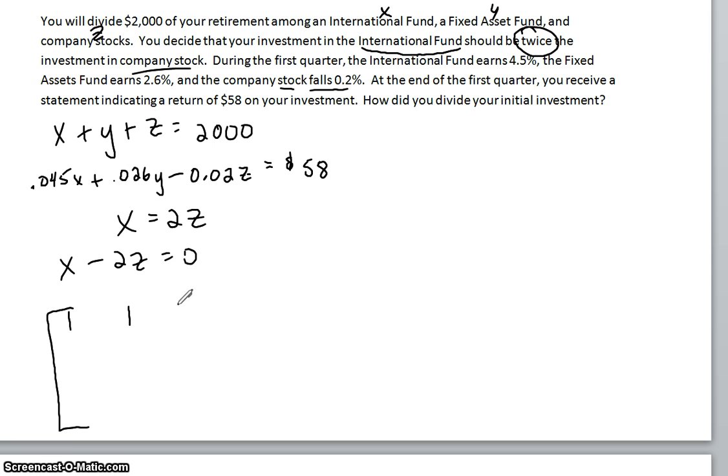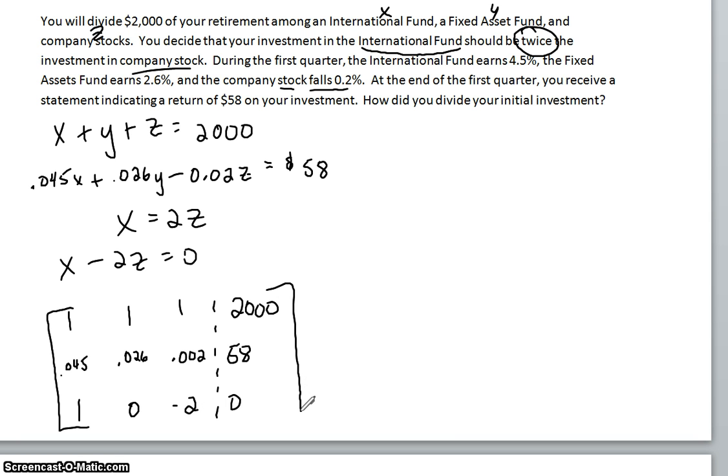1, 1, 1, 2000, 0.045, 0.026, 0.002, and 58, and 1, 0, negative 2, 0. That's my augmented matrix. Okay, so I'm going to do this now in the calculator.